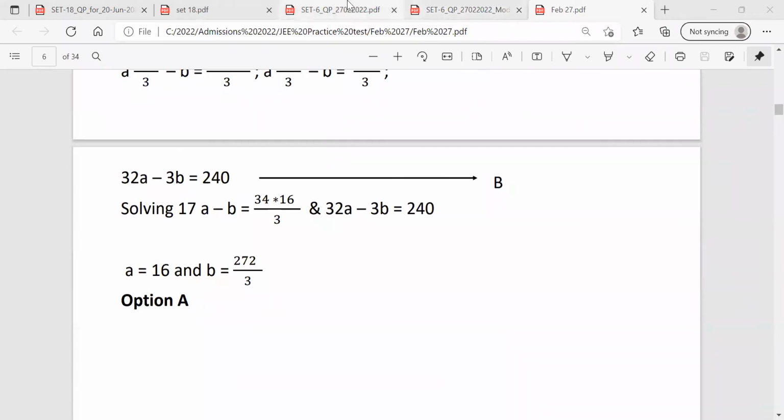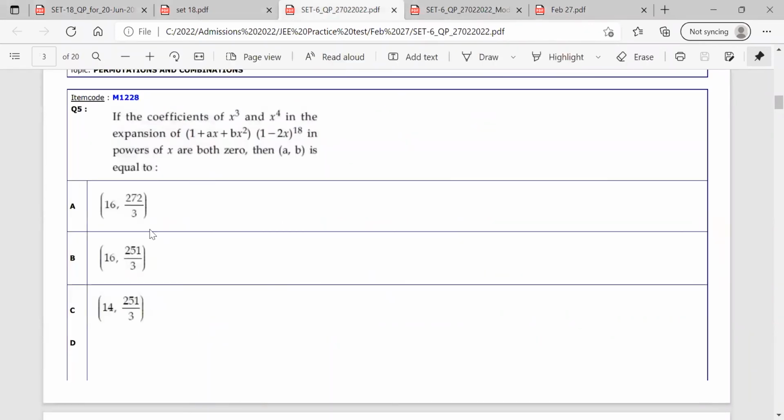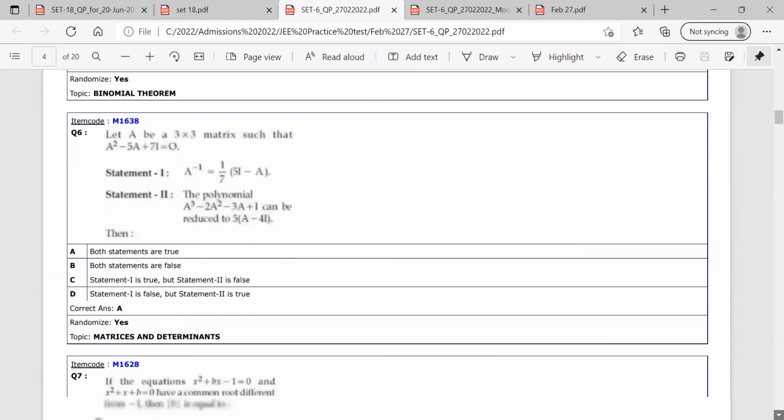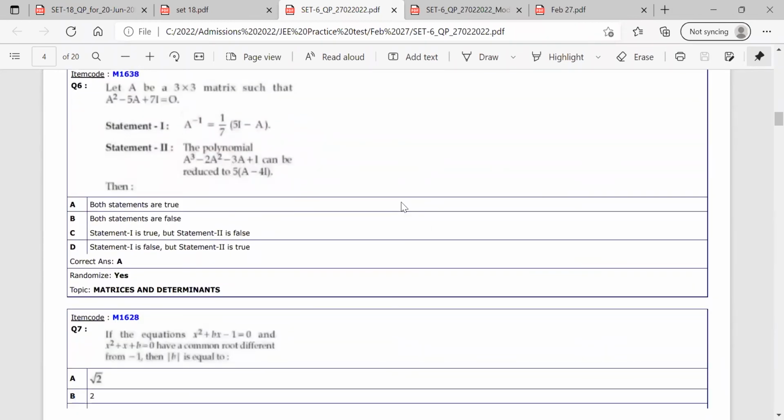So we can check among the options. It's option A, that is 16 and 272 by 3. So this is the solution. So I hope you are clear with the questions that are being discussed. So now we'll move on to the next question, which is question number 6.